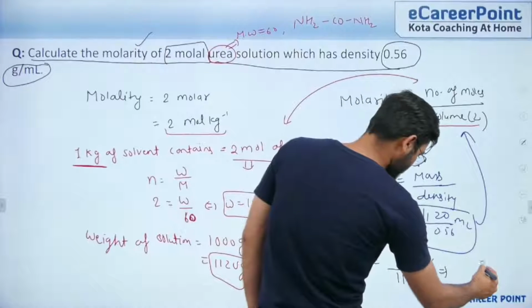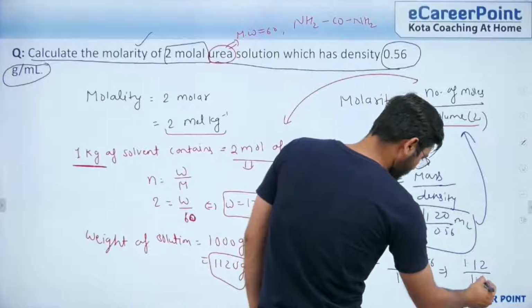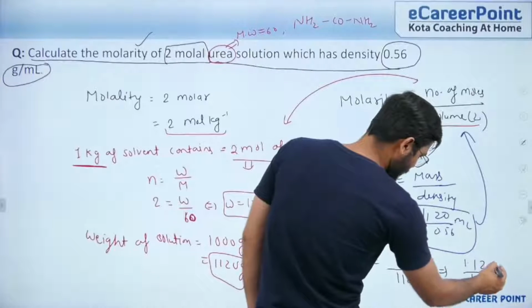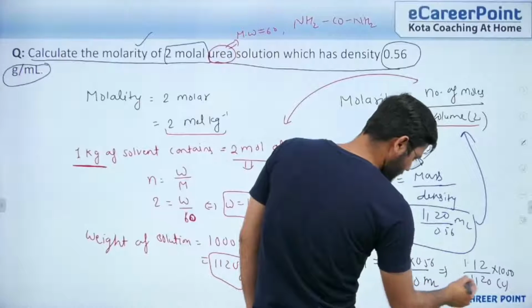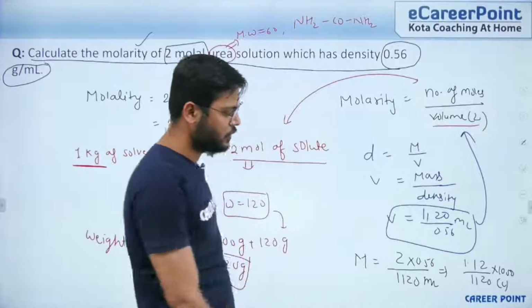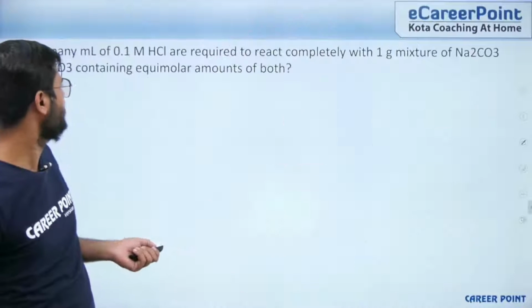Which is 1.12 upon 112 into 1000, because it should be in liter. So you need to convert into liter. So now you can solve it. You will get the answer. Okay, so I think 1 molar.